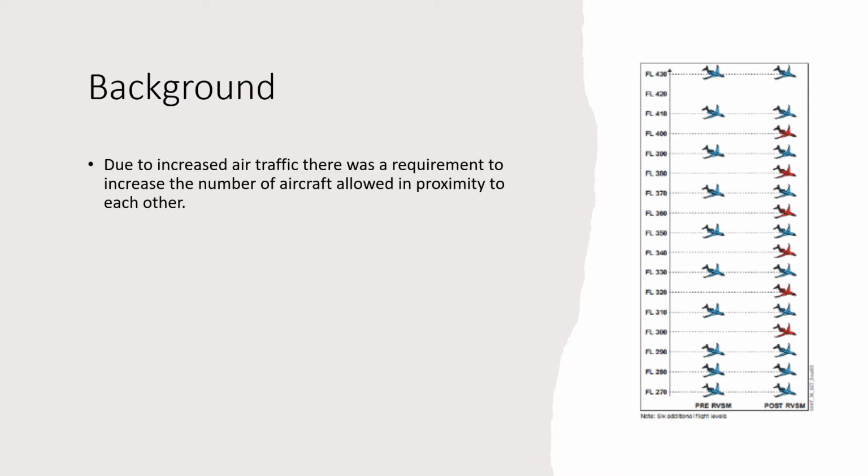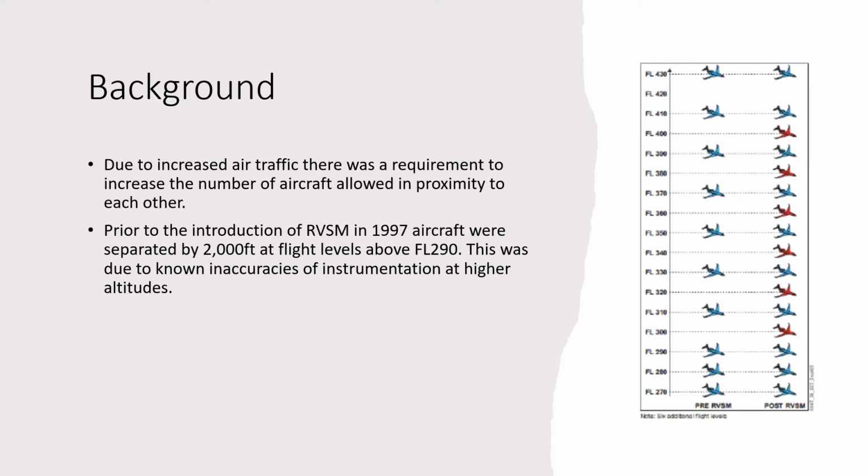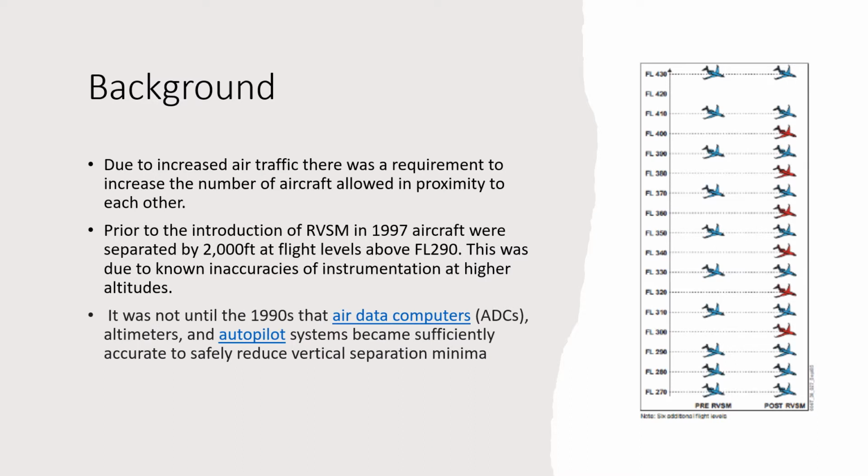The problem is, prior to the introduction of RVSM in 1997, aircraft were separated by 2,000 feet at flight levels above 290. And the reason they had this was that there were known inaccuracies of the instrumentation at higher altitudes with the technology at the time.